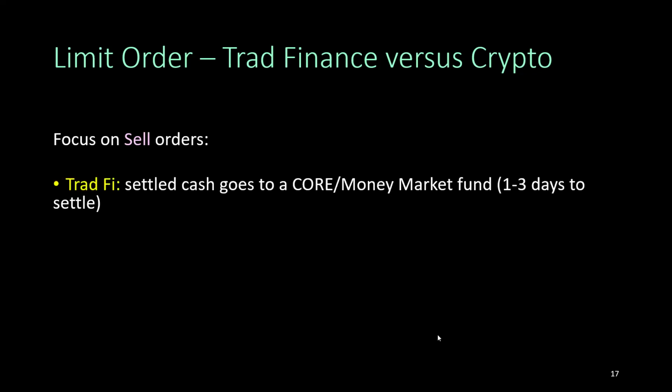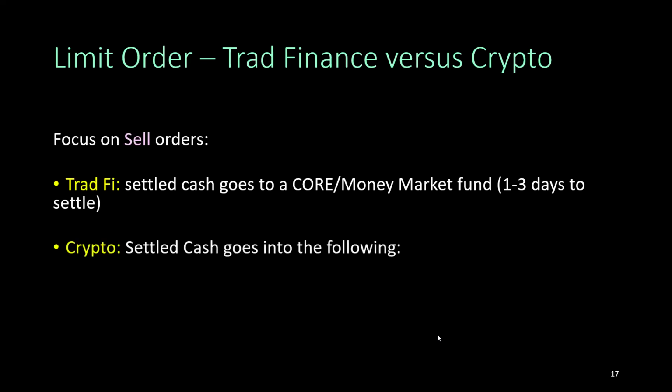In TradFi, when you're ready to sell something on a limit order, the cash settles into something called a core or a money market fund, and it usually takes 1 to 3 days to settle. It's called the T+3 rule. I've seen it also go into annuities from some 403(b) plans. But basically, a core money market or annuity is the equivalent of cash. It's not going to fluctuate. You're going to capture your earnings in it when you're ready to sell, and this is where it would go.